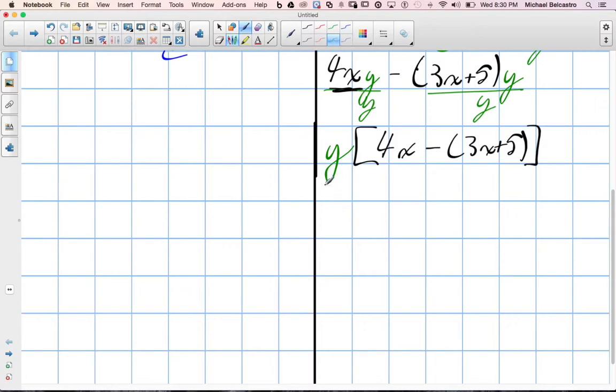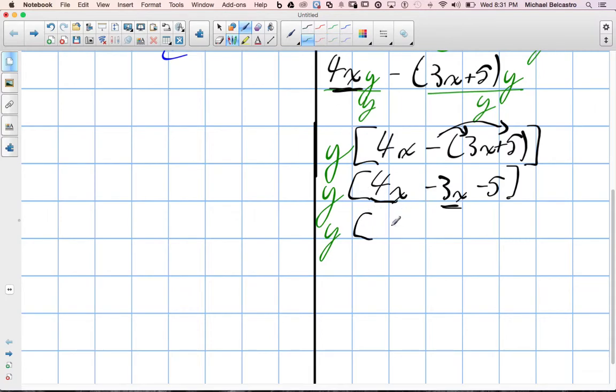I'll keep this as a y, I won't change it yet, it's still a y. In these brackets, I can distribute the negative. Think of it almost like -1. So I still have 4x. This becomes -3x, and this becomes -5. Do you see that idea? Great. And now I can actually collect two like terms. 4x minus 3x. So we have y. 4x minus 3x just gives us x minus 5. I'll put these back to the rounded brackets here. Great, and now it's common factored.